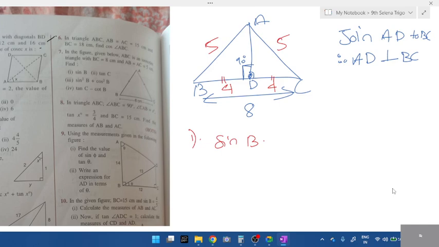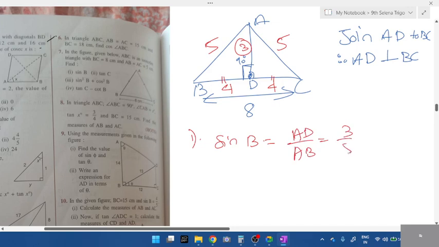All the questions. So all four. What is the AD value you got after applying Pythagoras theorem, students? 3. So what is sine B? Perpendicular by hypotenuse. What is perpendicular? AD divided by AB. 3 by 5. Complete second, third, fourth. All the four angles. Four questions.